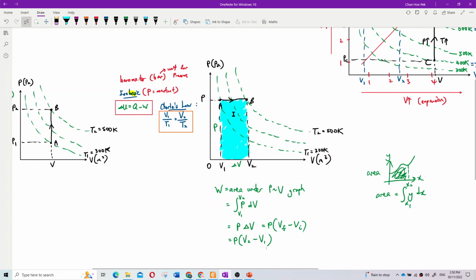Like for this one, is the work done positive or negative? This is expansion, volume increases, isn't it? Because you go from A to B. V2 is a bigger volume than V1. So this is expansion, work done is positive, because it is work done by the gas. The gas pushes the piston, so if expansion, work done is positive.